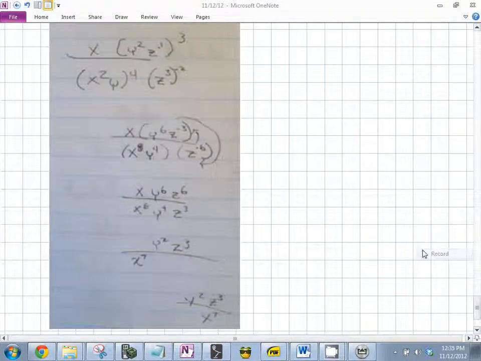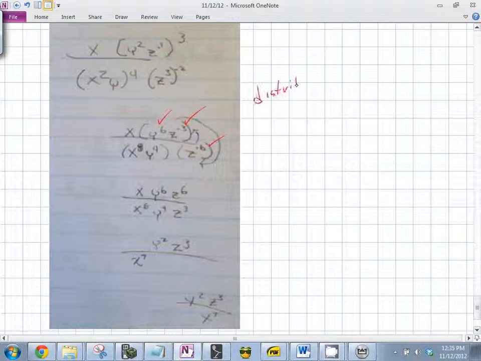Became y to the 6, nice, and z to the negative 3, nice. And this became z to the negative 6. You distributed the powers first. Distributed powers, that's great. And then also became x to the 8th and y to the 4th, that's great.